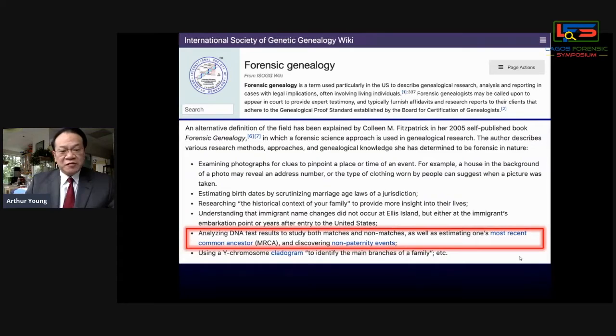There's an alternative definition, and that's analyzing DNA test results to study both matches and non-matches, as well as estimating one's most recent common ancestor. In other words, finding how far back you and another individual share a common ancestor.